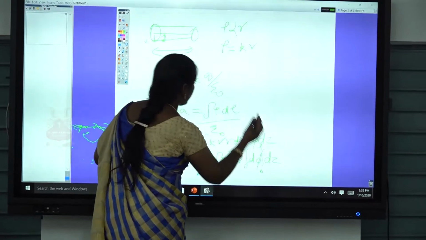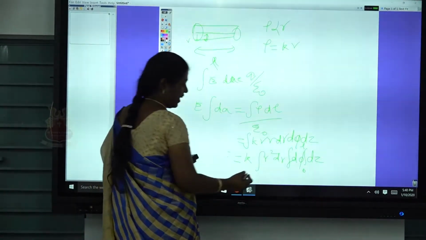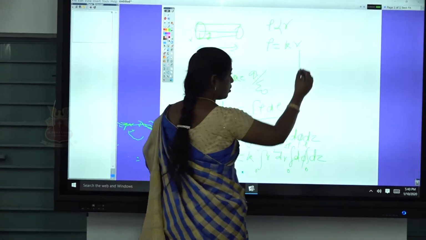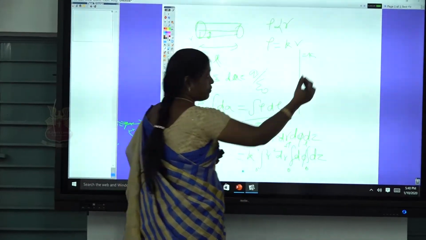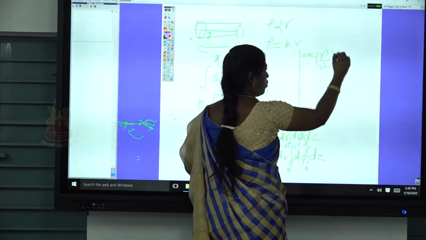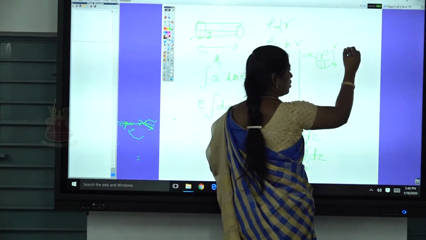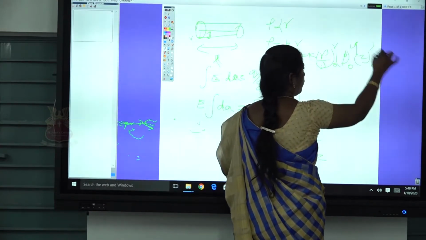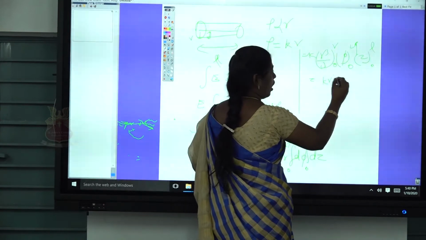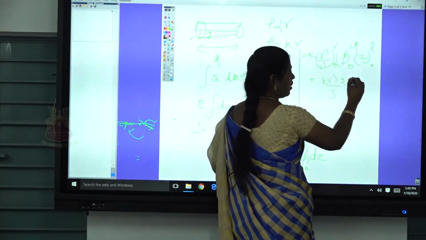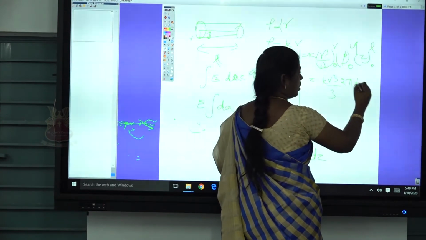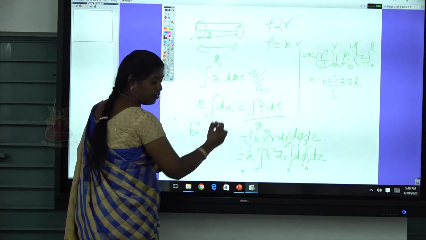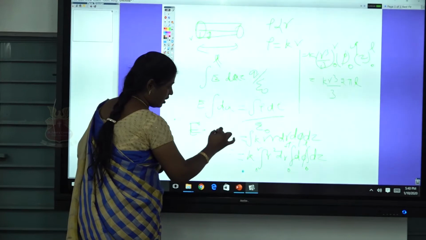Z is along the axis, and the total length is L. Phi is from 0 to 2 pi, and r from 0 to R. Then integrate: k r square gives r cube by 3, limit 0 to R. The integral of d phi is phi, from 0 to 2 pi. The integral of dz is z, from 0 to L. Therefore, k R cube by 3 times 2 pi times L, after substituting the limits. On this side, E times the integral of dA, and the integral of dA is A.